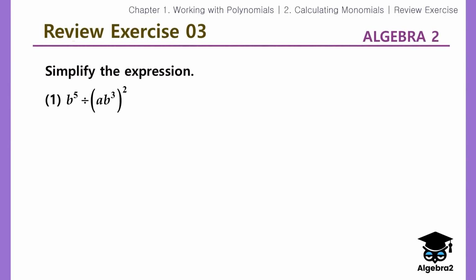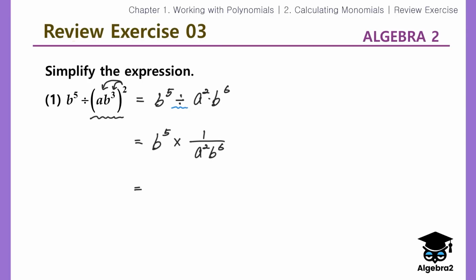Review exercise number 3. This time we have division, right? So let's try this. First thing we have to do, we have to eliminate this parenthesis. So that's going to be b to the 5 divided by a squared and b 3 times 2, 6. A squared b to the 6. That is equal to b5, and let's change this division to multiplication. Then that has to be 1 over a squared b6, right?